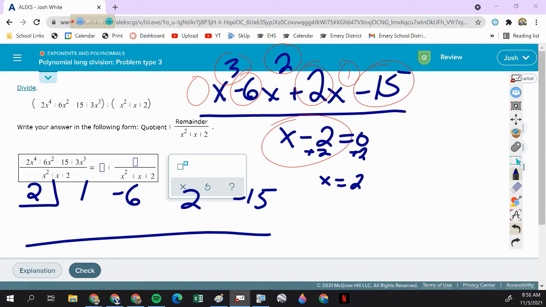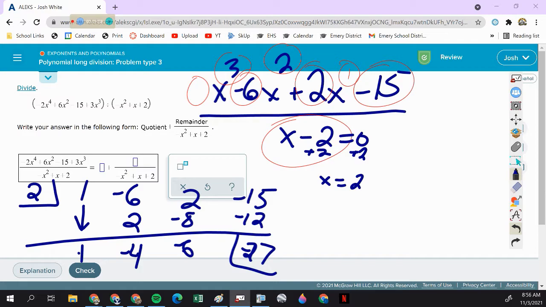So here's the process for doing synthetic division. You drop the first term, and then you do 2 times 1 is 2. Then you add negative 4, and then 2 times negative 4 is negative 8, and then you add. 2 times negative 6 is negative 12, and then this is my remainder. I just divided it using synthetic division.